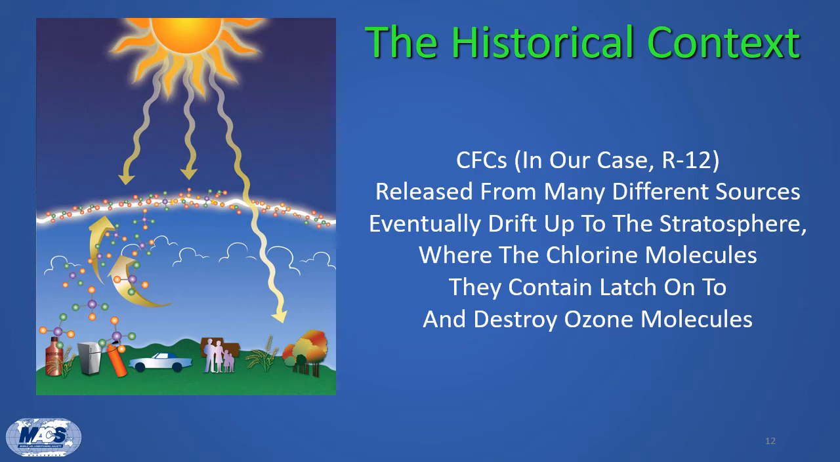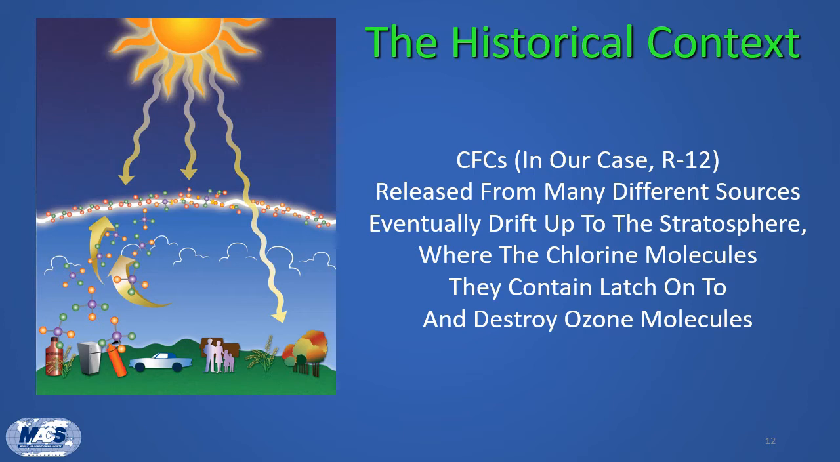To begin, we'll take a look at the historical context, which begins in the 1970s. Two scientists from the University of California came up with a theory which said that chlorine is making its way up to the top part of our atmosphere to an area called the stratosphere. Once there, it latches onto and destroys ozone molecules. So in our case, the chlorine was coming from R12, which was the mobile AC refrigerant used before 1995. Refrigerant 12 is a CFC, or a chlorofluorocarbon molecule, with chlorine being one of its main components.